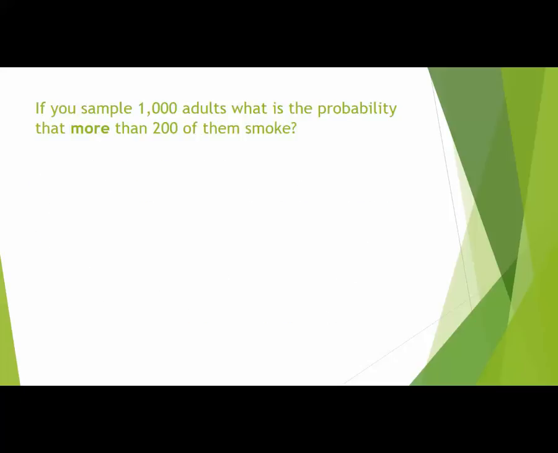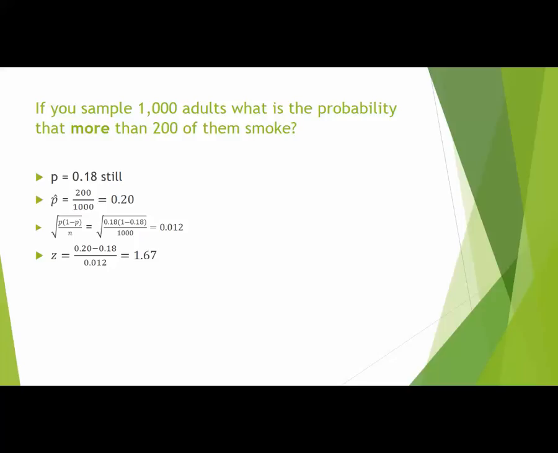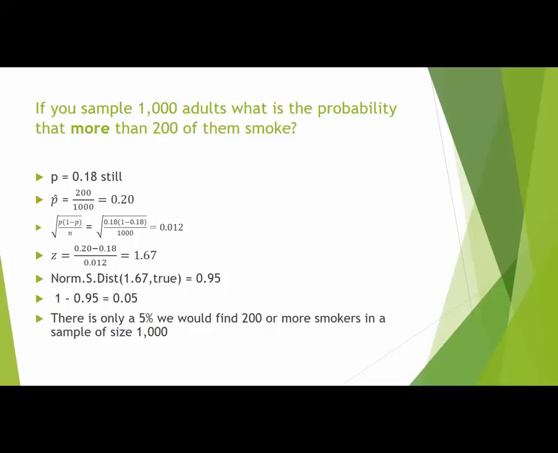If you sample 1,000 adults, what's the probability that more than 200 of them smoke? Well, P is 0.18 still, but now P hat equals 200 over 1,000, that's the number we're interested in, 0.20. And now the standard deviation is 0.012. So our z is 1.67. NORM.S.DIST at 1.67 is about 0.95, but remember we want more than this time, so we have to subtract from 1. 1 minus 0.95 is 0.05, so there's only a 5% chance we would find 200 or more smokers in a sample of size 1,000.